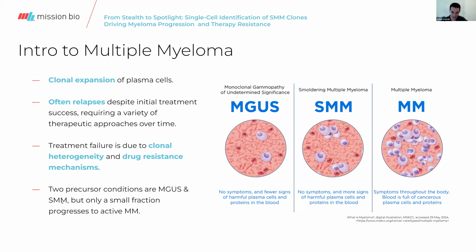So multiple myeloma, as I'm sure many of you are aware, is a clonal expansion of plasma cells, and it's a tricky disease because it often relapses. Usually, the first round of treatment seems to go pretty well, and there's remission. But often relapse occurs shortly after, and you require many rounds of therapy.